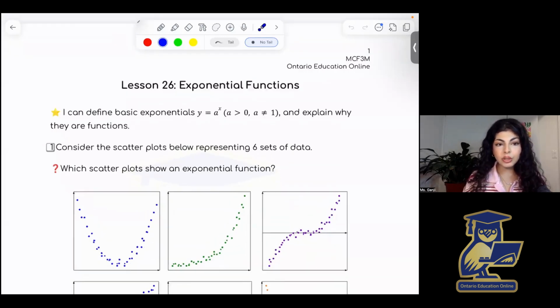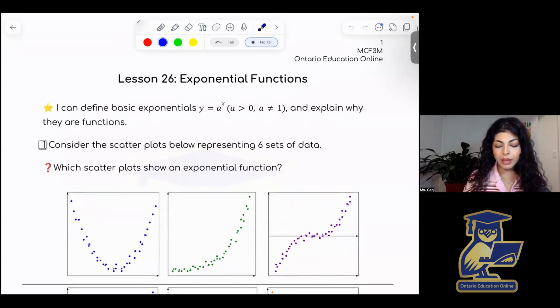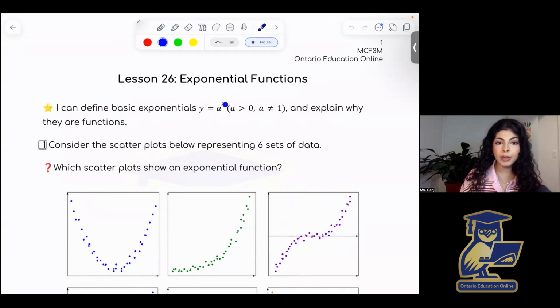With exponential functions, you will have a function that looks like y is equal to a to the power of x. So we have that base and its exponent, where x is our variable that's changing and a is the base that is constant. And we are looking at a greater than 0 and also a is not equal to 1.